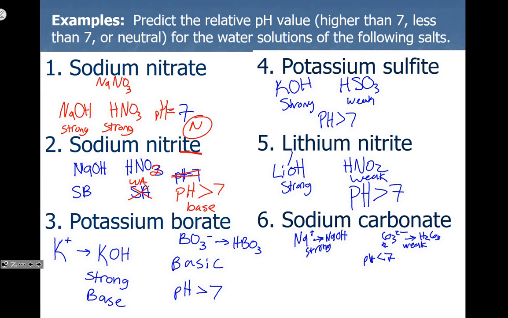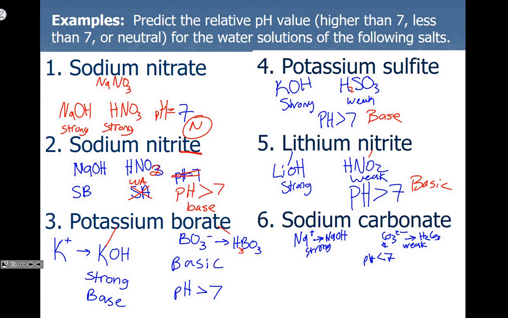Okay? Potassium borate: potassium hydroxide and boric acid, which they used to use for cankers. It is a strong base and a weak acid, so it is going to be basic, greater than 7. Sodium sulfite is a weak and a strong, and so we are going to be above 7, and it's going to be base. Lithium hydroxide, nitrous acid: strong for the base, weak for the acid, and since that, it's going to be a pH above 7, which is basic.